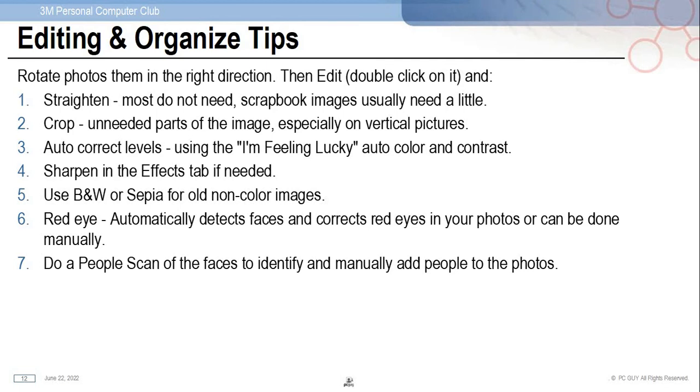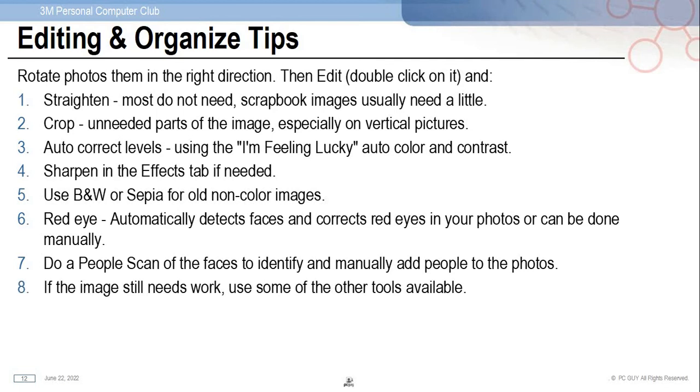Then I also go through and do what's called a people scan, which looks at the faces on the photos and tries to identify the people. It usually does a fairly good job, but I may have to manually add people or tell it these are people in the photo. Now I'm kind of organizing it by telling it that these people are in each photo. It's going to make it easier for me to search and to find people there. If the image still needs work, then I'll use some other tools that are also available. Then I continue on to the next photo.